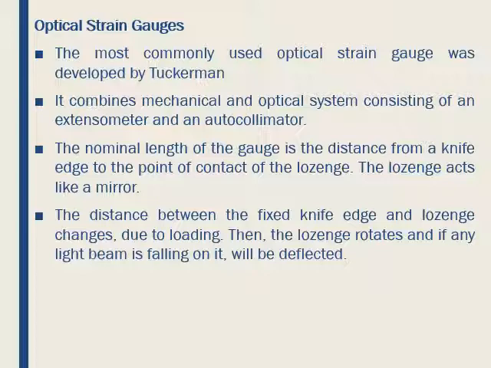A tungsten carbide rocker or a lozenge acts as a moving knife. One face of this lozenge is polished to act as a mirror. The distance between the fixed knife edge and the lozenge changes due to loading. So the lozenge rotates, and any light beam falling on it will be deflected.